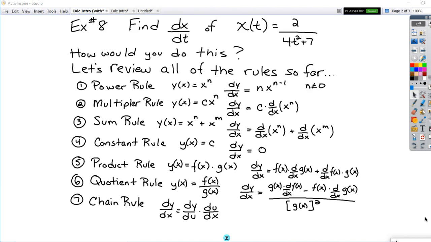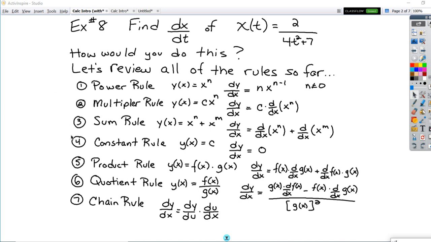Let's review all of the rules that we know so far. We have the power rule, the multiplier rule, the sum rule, the constant rule. Then we have the product and quotient rule, and then we have the chain rule. So, what rules would we use to solve this problem?